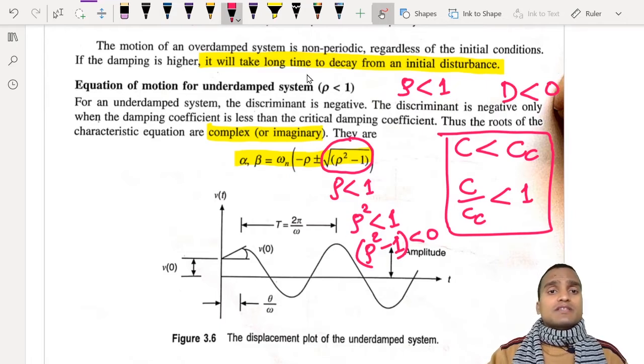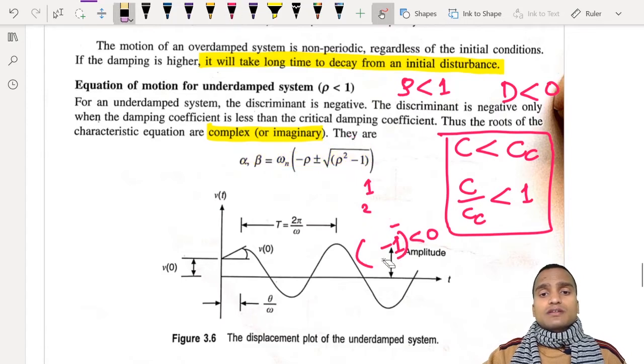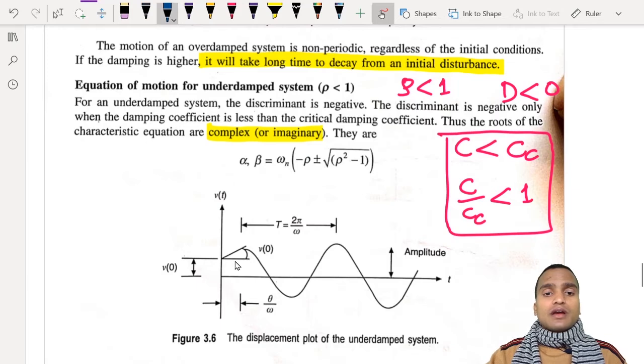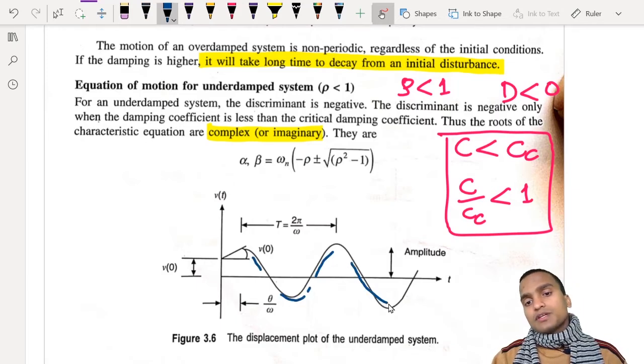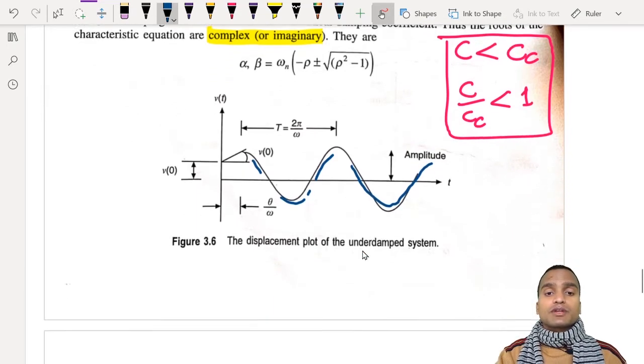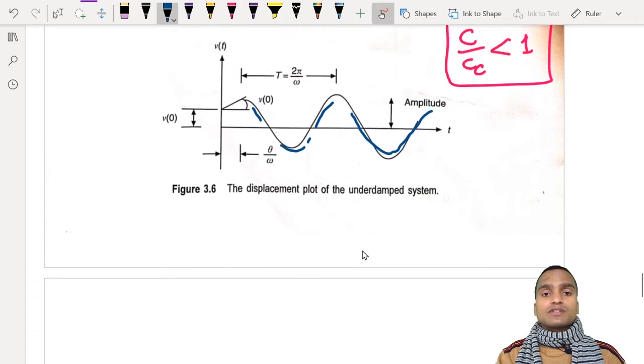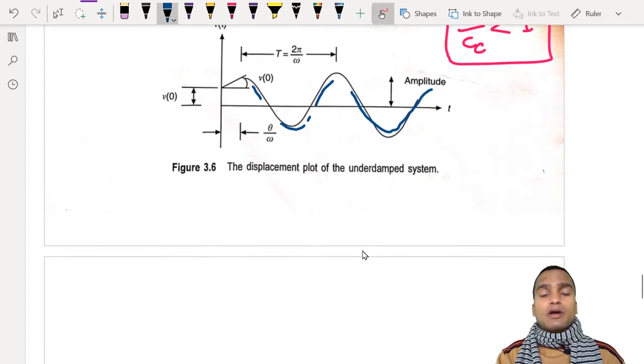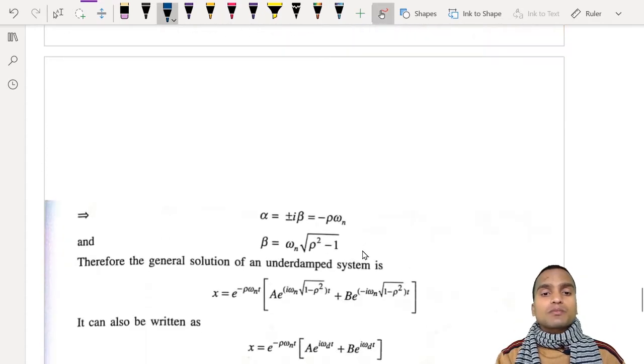Now this is the displacement plot which you are seeing here for the underdamped system, and you can see clearly here the body is oscillating. Although the amplitude is decreasing with time, the body is oscillating. There is periodic motion here. So this is the displacement plot of the underdamped system. How is it derived? From the equation of motion.